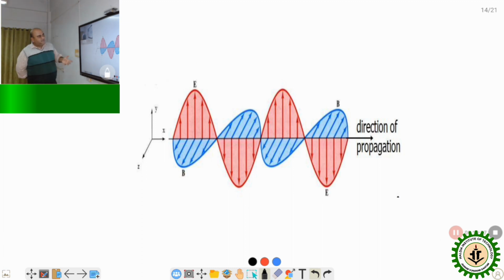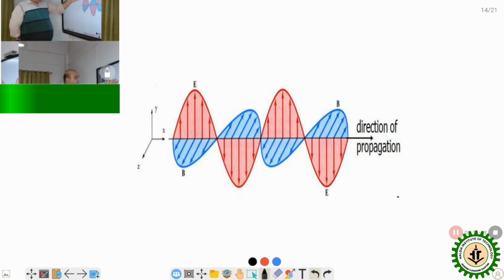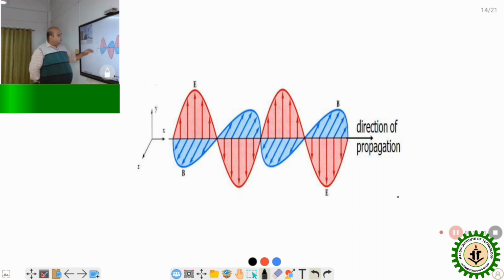This is simply a schematic diagram of how the EM wave propagates. This is the x-axis, this is the y-axis, this is the z-axis. Along the x-axis, we have assumed the direction of propagation. Along the other two perpendicular axes, you have the electric field and the magnetic field. This means the wave is basically transverse in nature, meaning the fields and the direction of propagation are all mutually perpendicular. This is one important property of an EM wave.